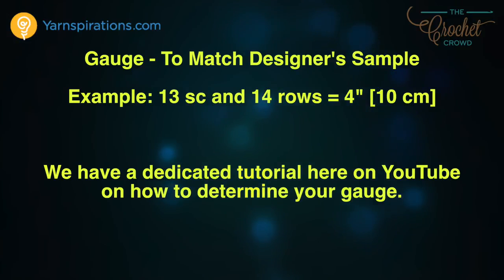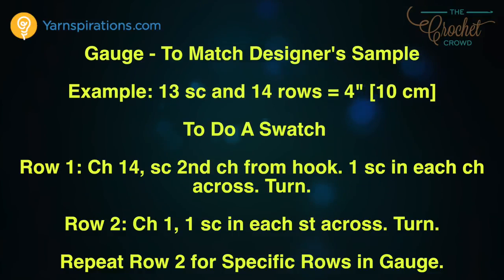So in this case it says 13 single crochets and 14 rows equals a 4 by 4 inch swatch. So it says 4 inches but it's assumed 4 by 4. So this is telling you that you should be able to crochet 13 single crochets in a row and then do 14 rows, and then you should end up with a 4 by 4 inch swatch.